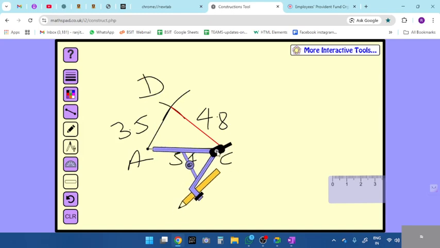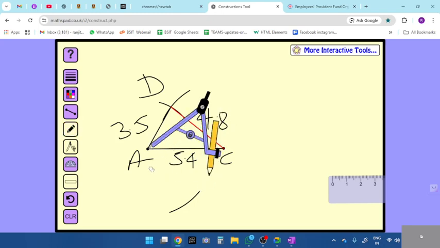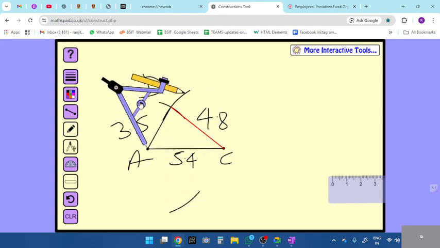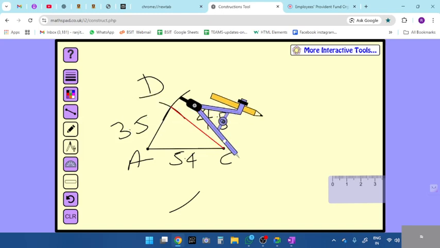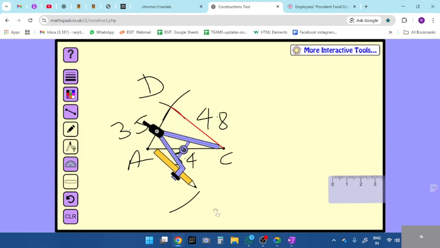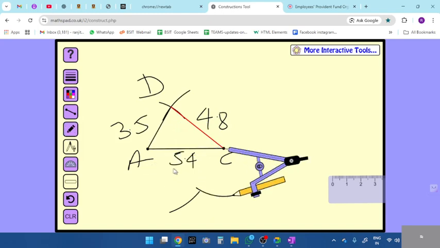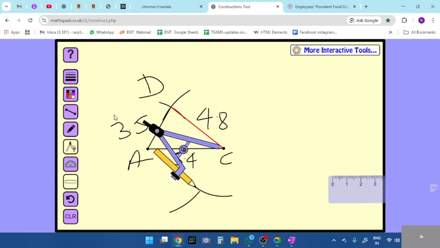Okay. From A to B, this is also 4.8. Students, 4.8. Then from C to B, it is 3.5. Have all of you completed? Shall we try the next one? 4.8. I didn't draw it perfectly.